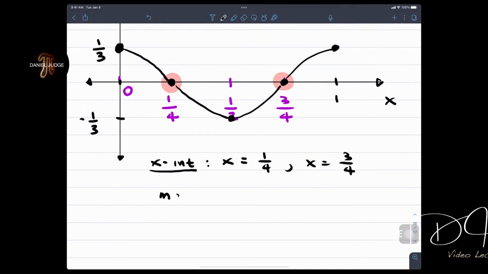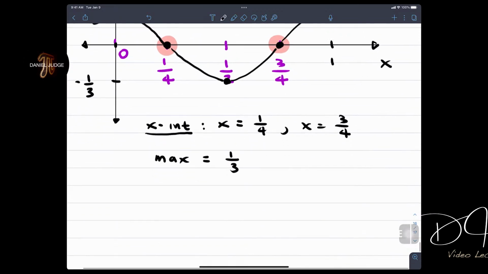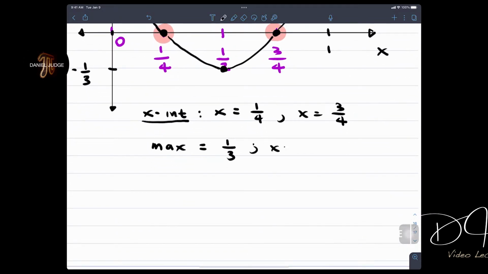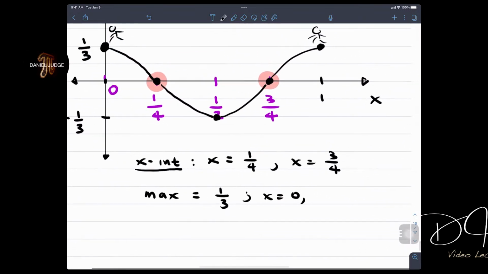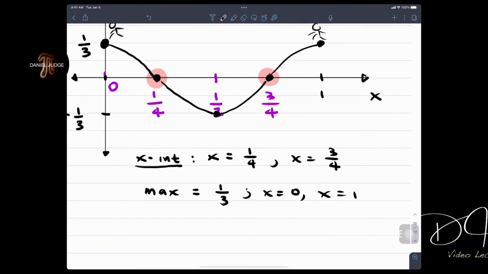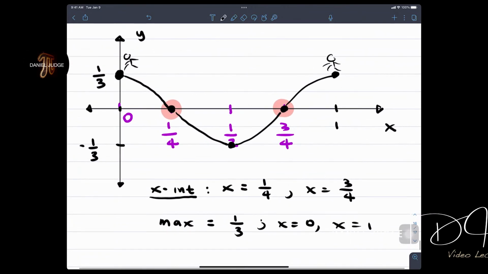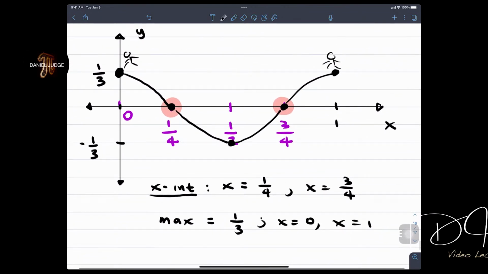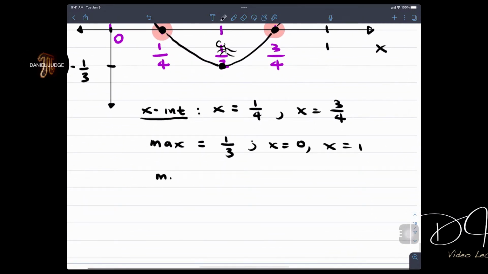We want to know where the maximum value of cosine is. That's where you're on top of the highest hill. And for cosine, that'll happen in 2 locations. So the maximum value is 1/3. However, that happens when x is 0 and when x is 1. This is the location here. There's only one minimum value, and that's negative 1/3. And that happens when x is 1/2.